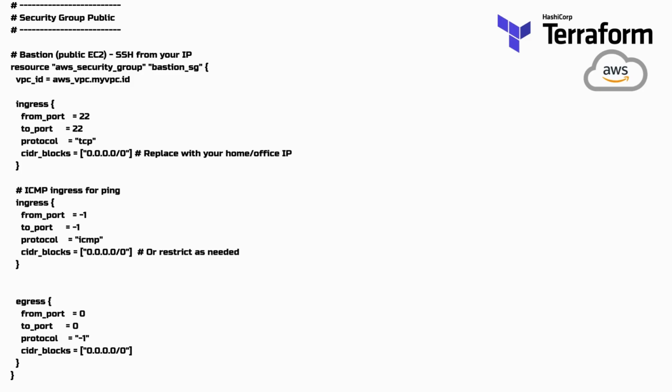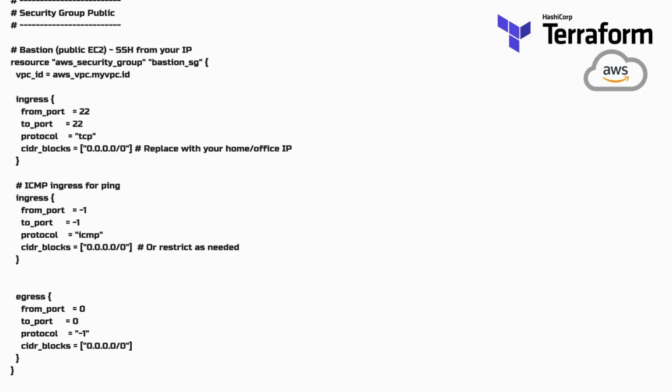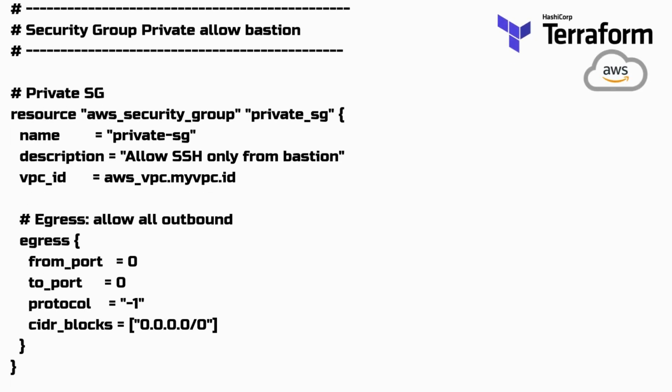I also allow ICMP traffic, which lets me use ping to test connectivity. For outbound traffic, I've opened everything, so the Bastion can reach anywhere on the internet. Next, I created a security group for the private instance. Notice that here, I haven't allowed any inbound rules directly inside this block. By default, that means nothing can connect in.